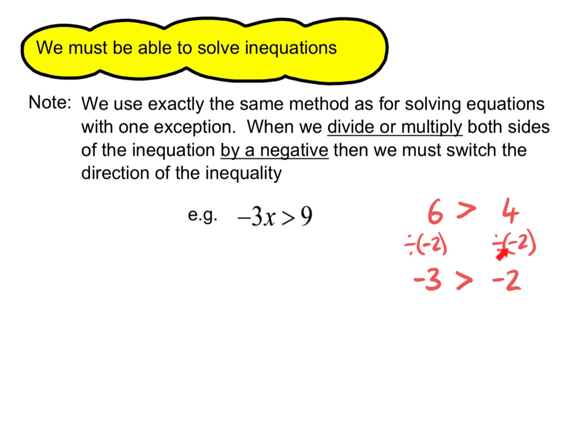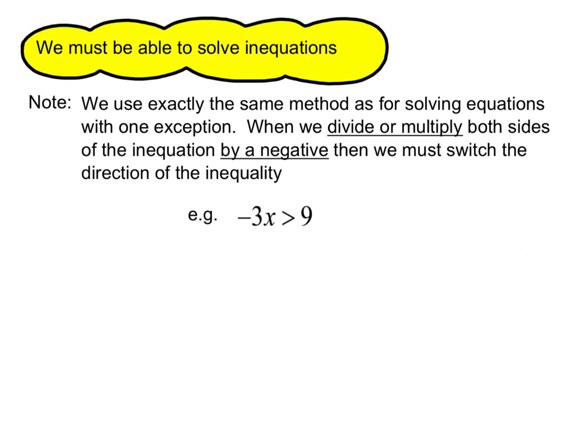So because I've divided here and here by a negative, I need to flip this inequality the other way around. So I'm going to rub that out. And because I've divided by a negative, I'm going to flip the direction of the inequality. So it was pointing that way, and now it's pointing this way. And that is now true. Negative 3 is less than negative 2. So basically, anytime you divide through by a negative, you must flip the inequality. So we'll get rid of that, and we'll have a look at this first example.